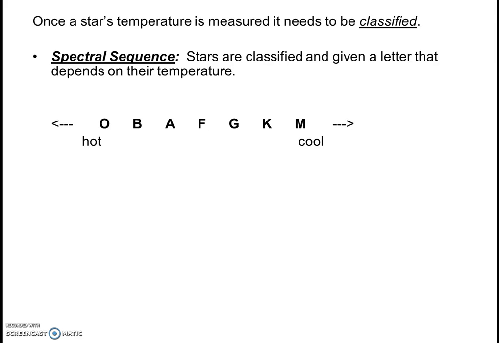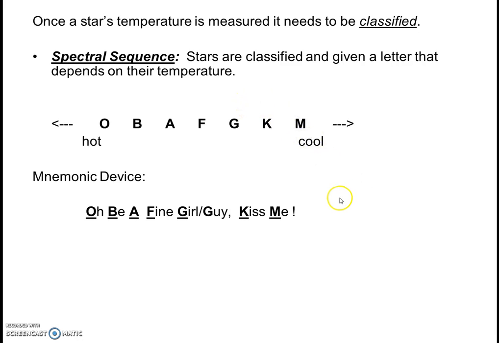The fact that you folks are not astronomers makes it a little more difficult. So there's this very silly mnemonic device to remember this by. And every astronomer knows this. Every astronomer remembers the silly mnemonic from when they were in school. We are going to use the non-sexist version, or at least the equal opportunity version of this mnemonic device. It's O, be a fine girl or guy, kiss me. You won't be able to forget this once you learn it.